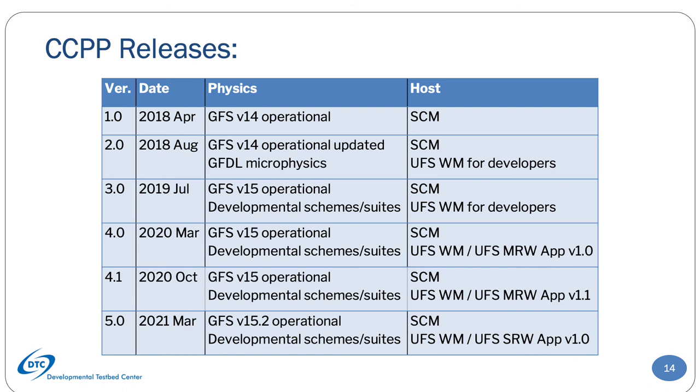There have been a number of CCPP releases in the past few years, initially for the single column model, then later for the UFS weather model, and now including the UFS medium range weather app. After version 4.1, there is compatibility with Python 3. Additional details are in the CCPP Recent Updates and Outlook recorded presentation.